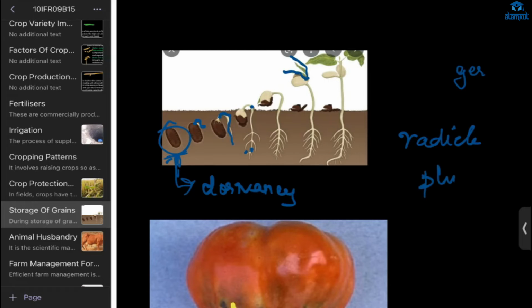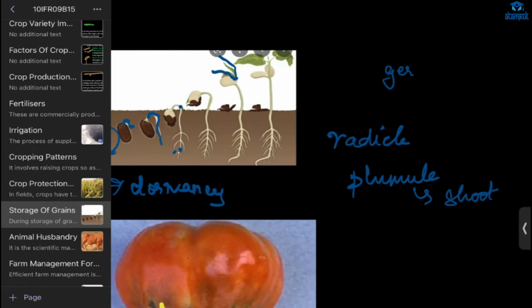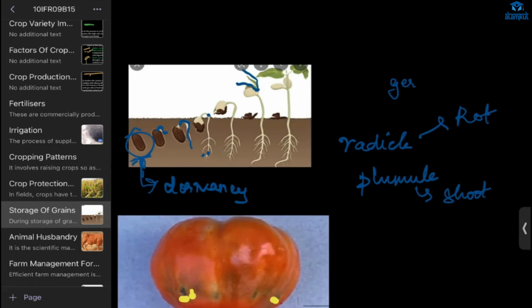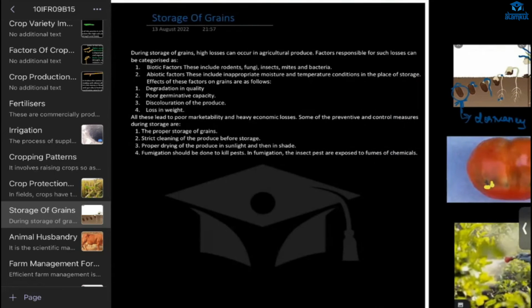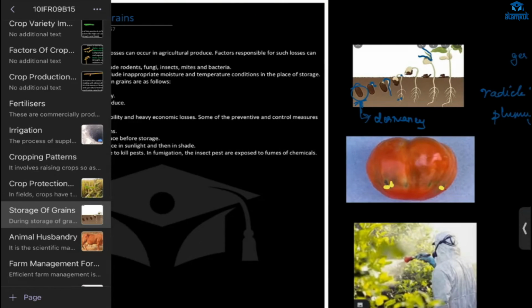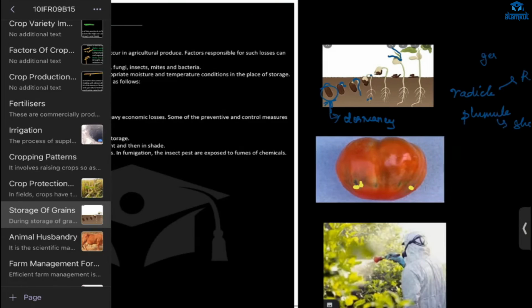What is the plumule? The shoot part. From the radicle, the root will arise, and from the plumule, the shoot will arise. Shoot means the upper part of the plant, right? Leaves and all that. Like this, it will germinate. And if it is getting infected, what will happen? The germinative quality and quantity will decrease. It will have less capacity for germination.